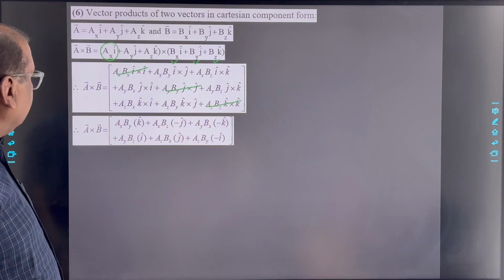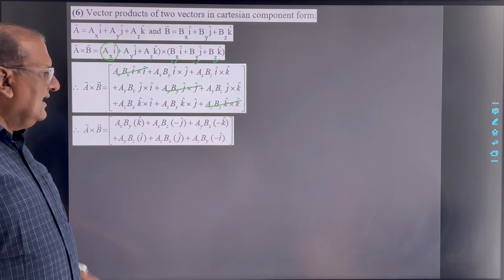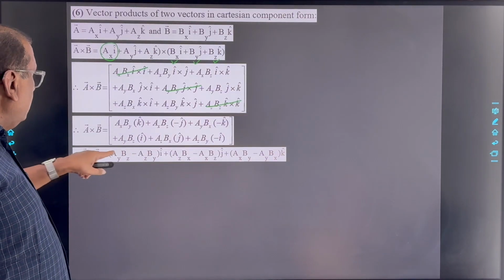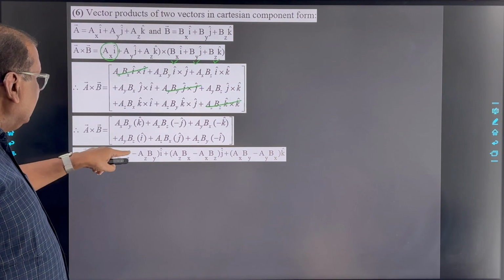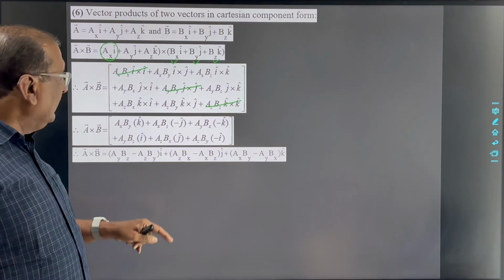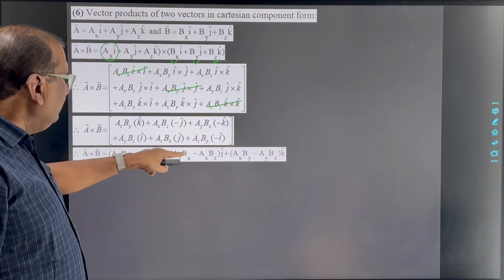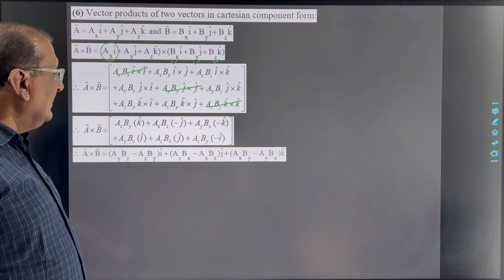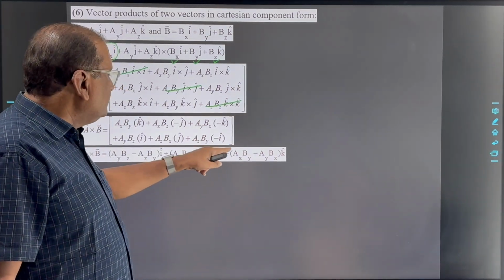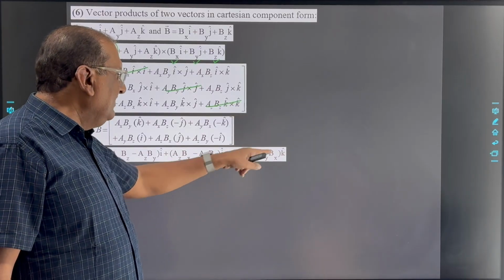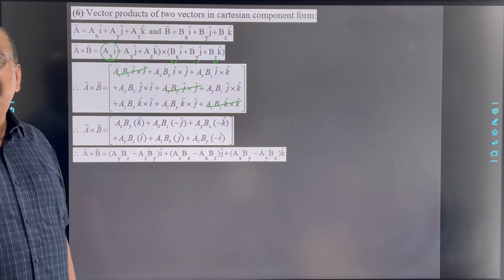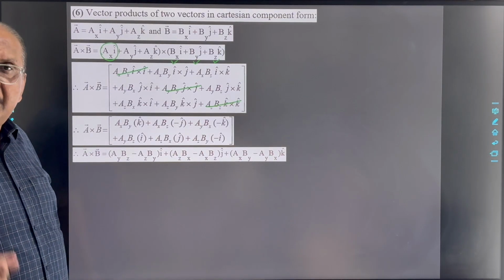Now here, take i caret common. Then we will get two terms in the bracket, Ay Bz minus Az By. Then take j caret common. So we will get Az Bx minus Ax Bz into j caret. Plus, now take k caret common. So Ax By minus Ay Bx k caret. So this one is the result of A cross B.